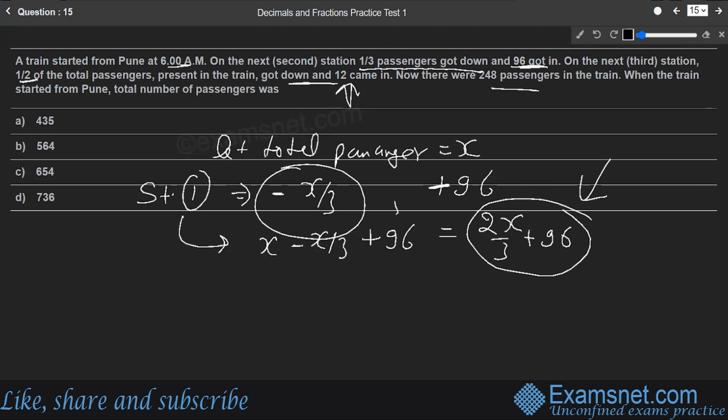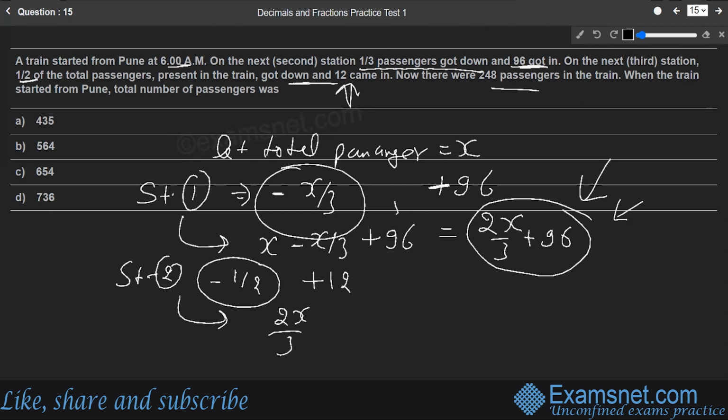When it reaches the next station, what is happening? 1 by 2 of the total passengers in the train. Total passengers in the train will be treated as 2x by 3 plus 96 now. So he's saying 1 by 2, that is minus 1 by 2 got out, and how many get in? He says 12 come in, so plus 12 has to be done. So half of 2x by 3 plus 96 will be treated. When the train leaves from station number 2, how many should be the passengers? Earlier they were 2x by 3 plus 96. Then half of this, 2x by 3 plus 96, got down, and plus 12 added up. So this is the situation.